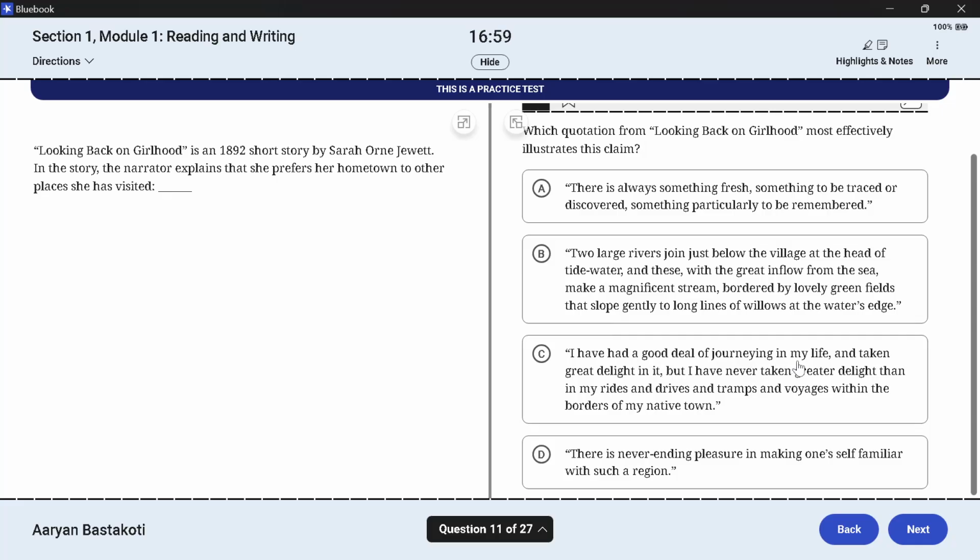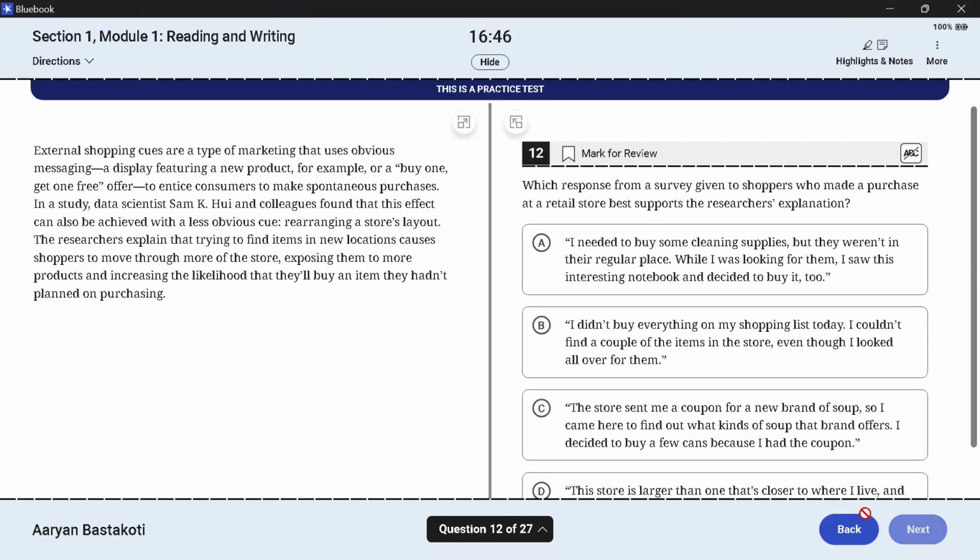I have done a good deal of journeying in my life and taken delight in it, but I have never taken greater delight than in my rides and drives and triumphs and voyages within the borders of my own native town. This seems like the answer. There is never-ending pleasure in making oneself familiar with such a region. Does not compare to regions.